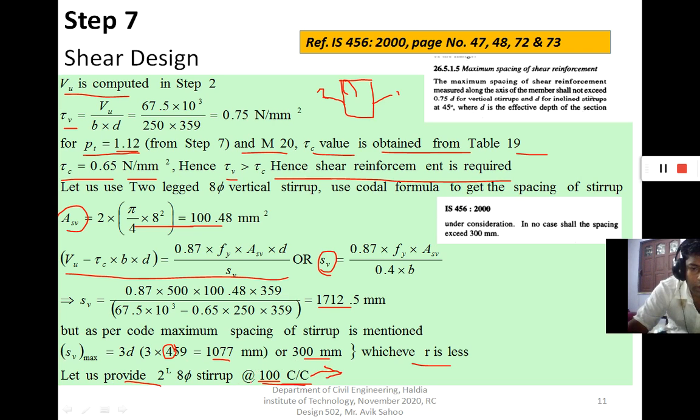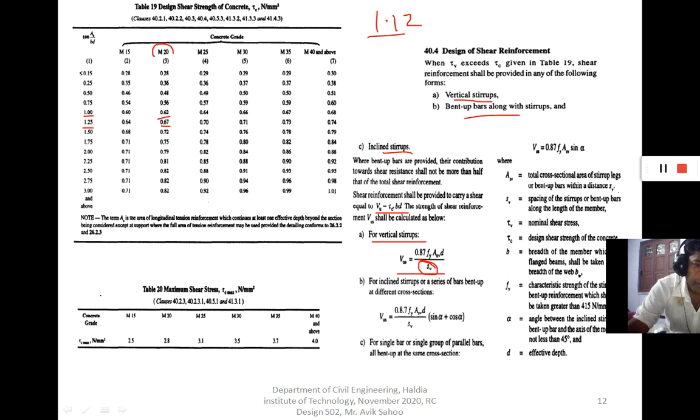That will improve the confinement of the reinforcement, which improves the earthquake performance. So it will increase the earthquake performance of the structure if I use the closer stirrups. That's why we provide 100 center to center. So here all the codal provisions are given.